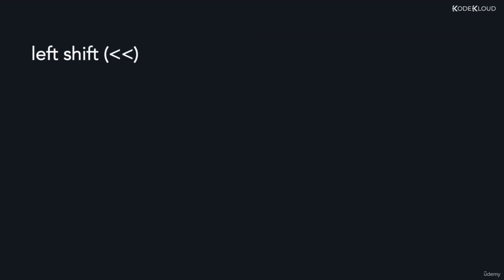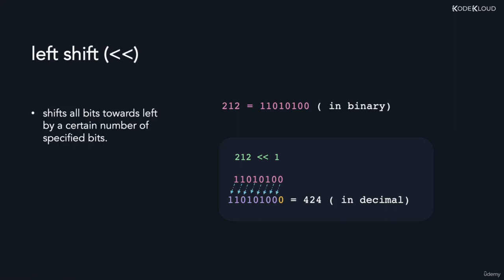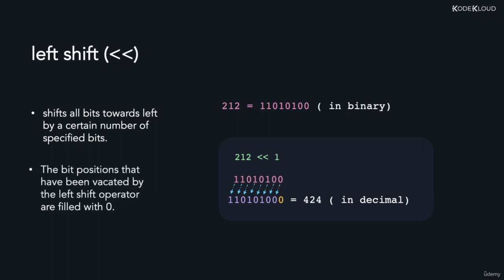The next operator is the left shift operator. It shifts all bits towards the left by a certain number of specified bits. For example, if we have the number 212 and we want to shift it by one bit, the output is going to look something like this. We have shifted all the bits towards the left by 1, and the bit positions that have been vacated by the left shift operator are filled with 0. So if we shift 212 by 1, we get 424 in our output.